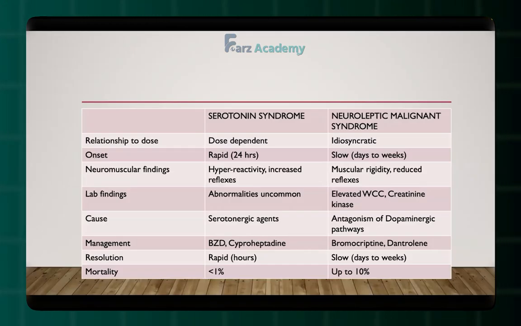Management for serotonin syndrome, it's benzodiazepines and cyproheptadine, as discussed, whereas for neuroleptic malignant syndrome, it's bromocriptine and dantrolene. The resolution is also very rapid in serotonin syndrome, whereas it is slow, may take days to weeks in neuroleptic malignant syndrome. And lastly, mortality in serotonin syndrome is less than 1%, but it's much higher in neuroleptic malignant syndrome, up to 10%.